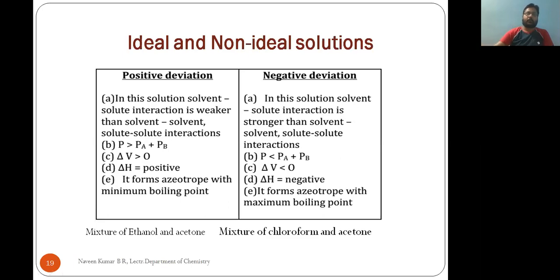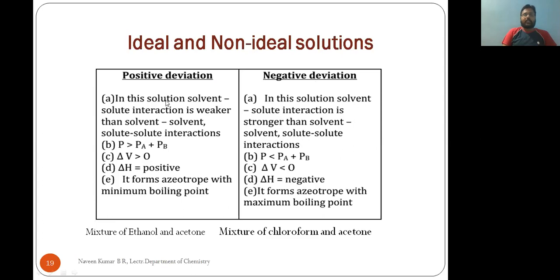In the next slide, we classify the non-ideal solution again into positive and negative deviation showing solutions. A solution which shows positive deviation from Raoult's law and a solution which shows negative deviation from Raoult's law are the two types of non-ideal solutions. So positive and negative deviations are the two subtypes, based on their deviation type. Again, we can recall the points of difference.